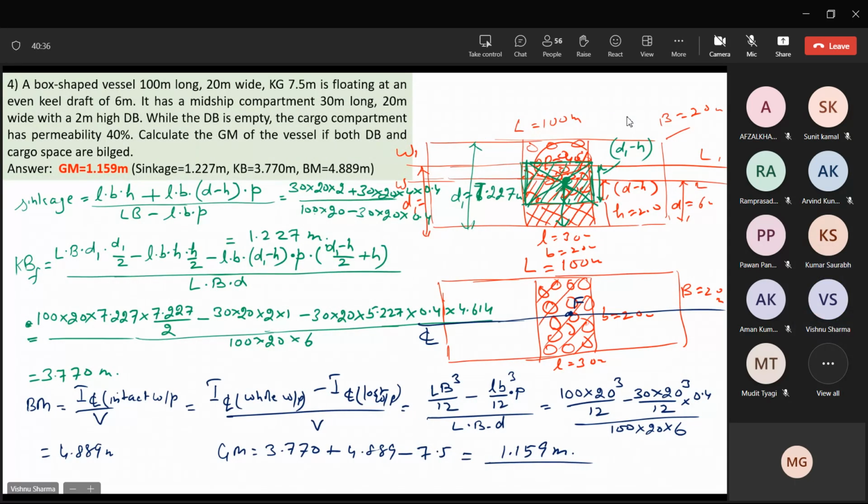Sorry, in KB it is D1 minus H by 2 plus 2 meters, no? Yes, I have not done it. I have done it now. Okay. On the calculator, you make half of 5.227. What is D1 minus H? 5.227, no?